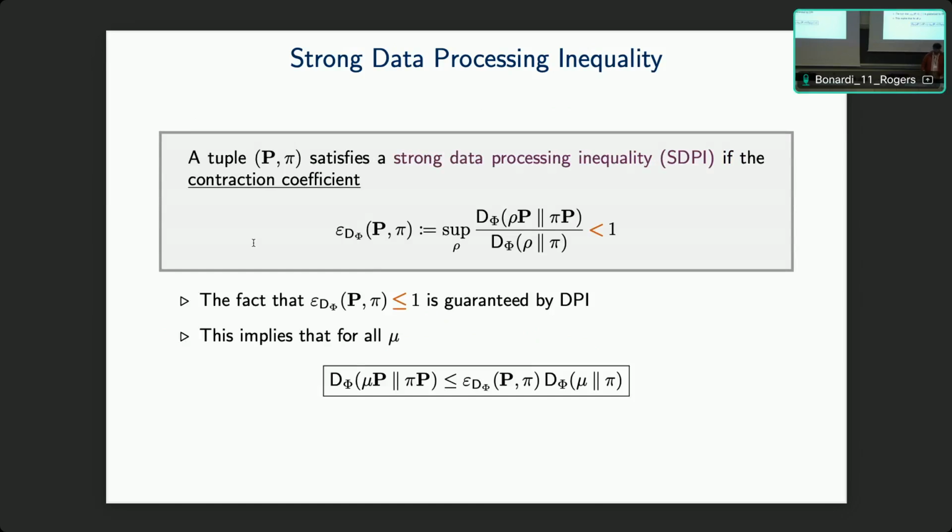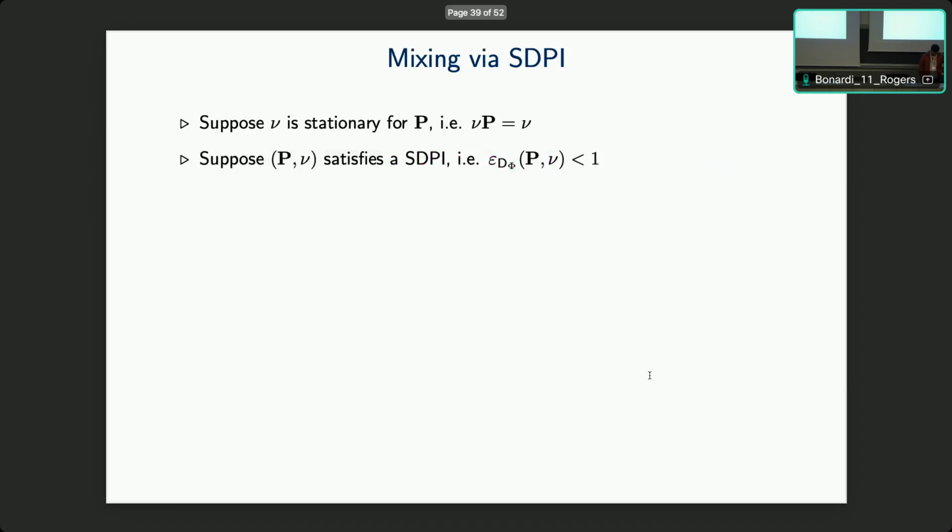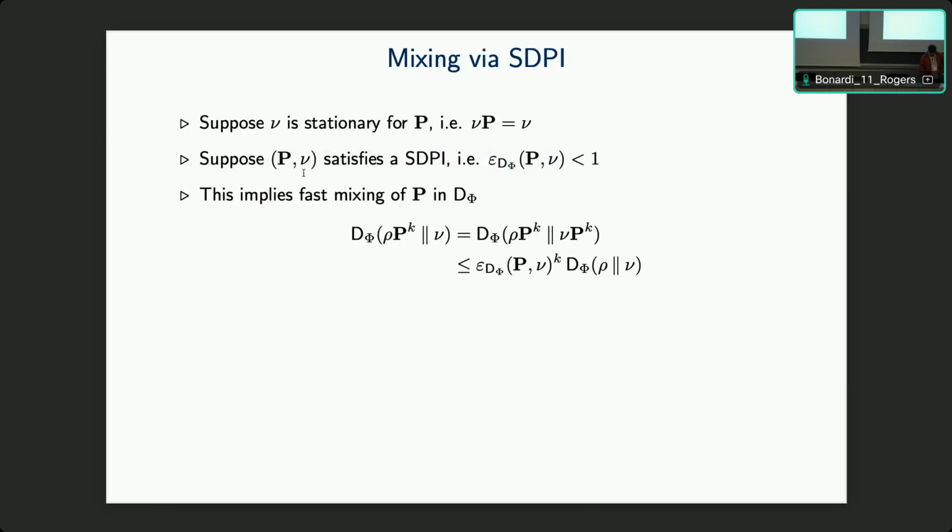The fact that this contraction coefficient is less than or equal to 1 is guaranteed by vanilla DPI, but here we want the contraction to be strictly less. And in particular, this implies that for all mu, we have a drop in the phi divergence by at least a contraction coefficient factor. And I claim that we can get mixing bounds if we have an SDPI. So suppose nu is stationary for P, and suppose that P comma nu satisfies an SDPI, by which I mean that this contraction coefficient is strictly less than 1. Then this implies the fast mixing of pi in phi divergence, because this is the quantity you wish to bound when you want to show a mixing time guarantee. And then you can unravel it by applying SDPI k many times, and each time you apply the SDPI, you pick up a contraction factor. And so you get this exponential rate.